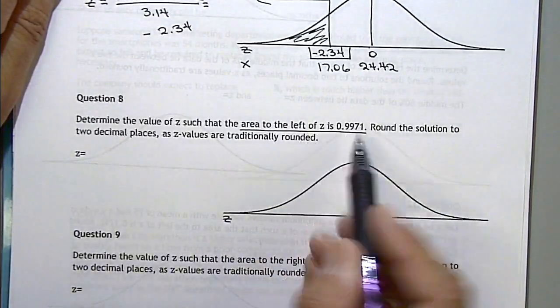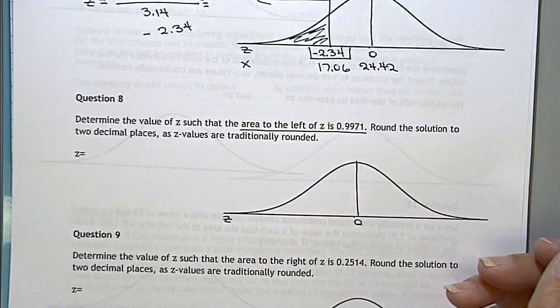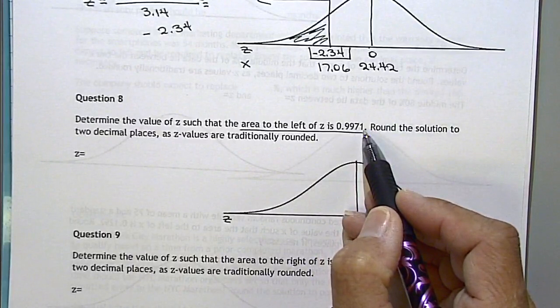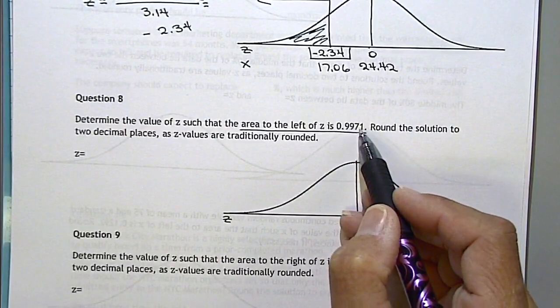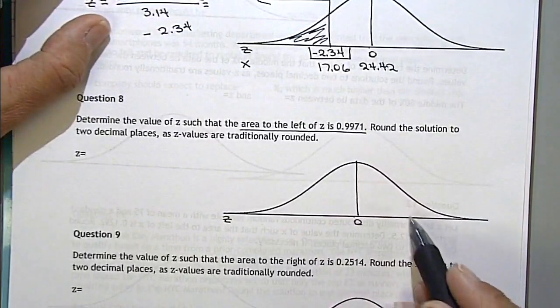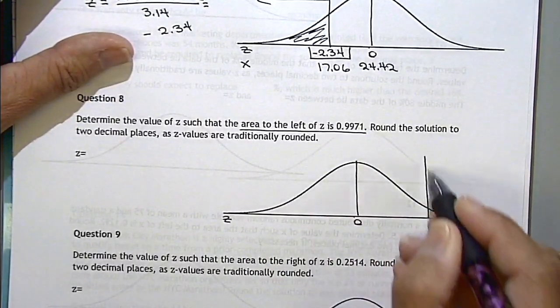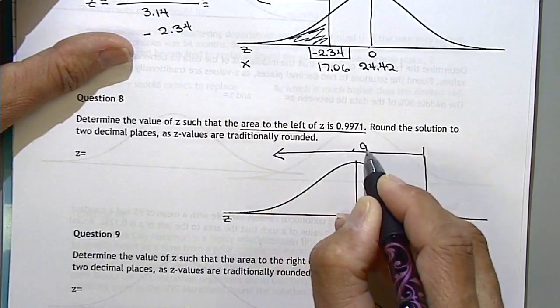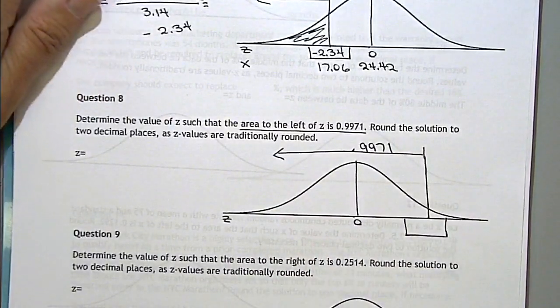And we're going to say area to the left, is that bigger than half or not? Somebody be brave. Is 0.9971 greater than half of the curve? Yeah, don't be afraid. Yeah, 0.5 is half. This is a lot bigger. So where is this z-score going to be? Left or right? Yeah, it's going to be over here somewhere. Because what they just told us is that this area is 0.9971. They didn't tell us the z-score.